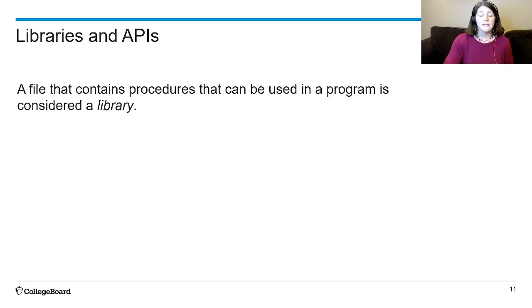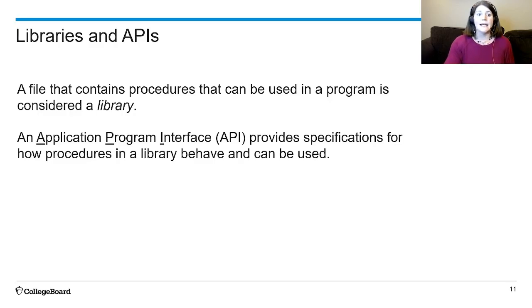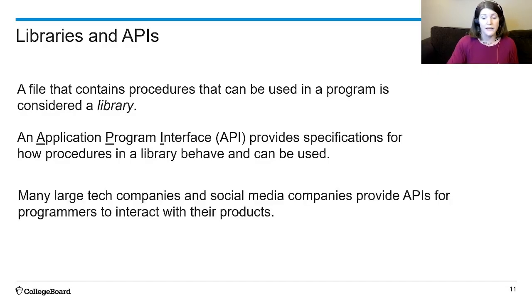So libraries and APIs. What we've seen there is that procedures can be used in our programs very easily and make the programming easier. A file that contains these procedures that can be used in a program is considered a library. So where does API come in? An application program interface, or API, provides specifications for how procedures in a library behave and can be used. So basically the documentation. You have your library, which has all the procedures, and then the documentation for those is considered the API. API, you may have heard, is used very widely in today's tech world.